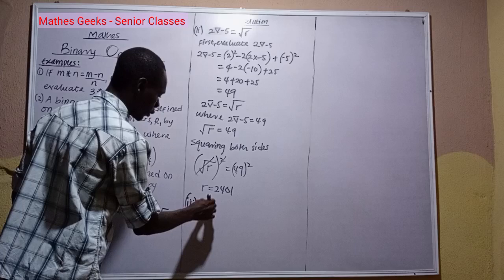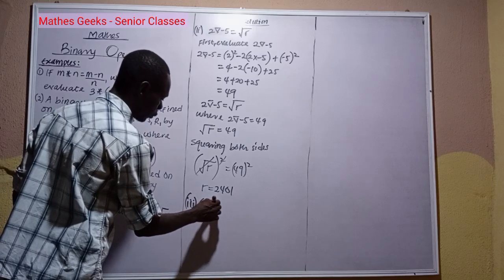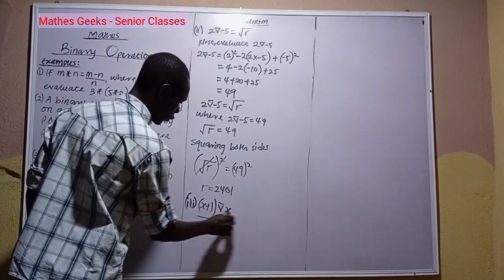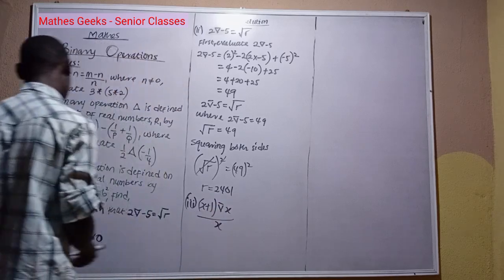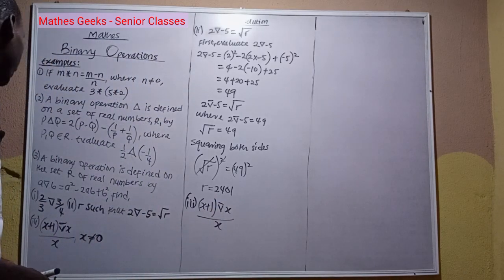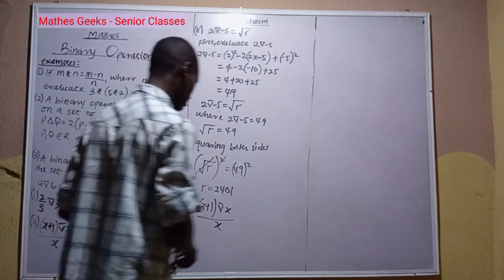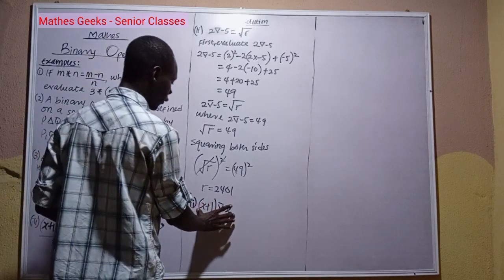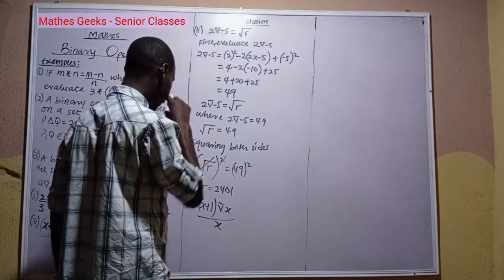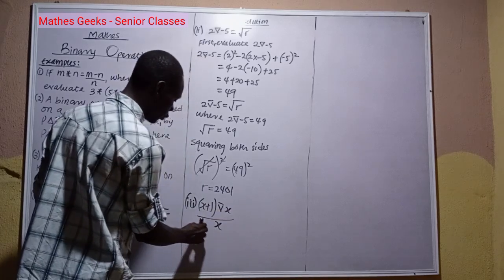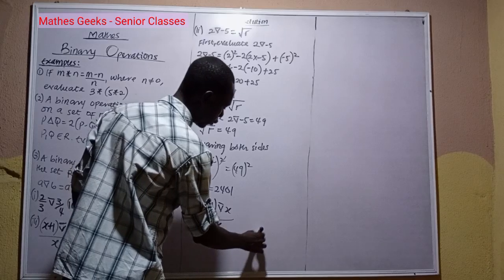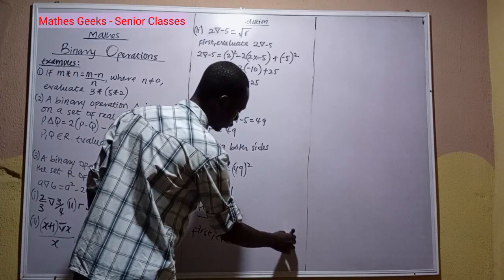We want to look for x plus 1 operation x over x, and we are told that x must not be equal to 0. And so we have to simplify this. Okay, so first of all, let's evaluate the numerator part. So first evaluate the numerator.